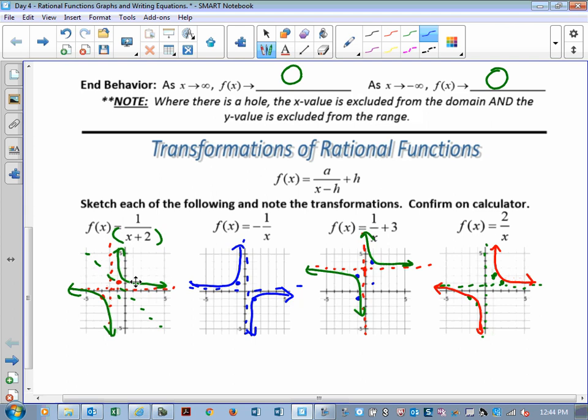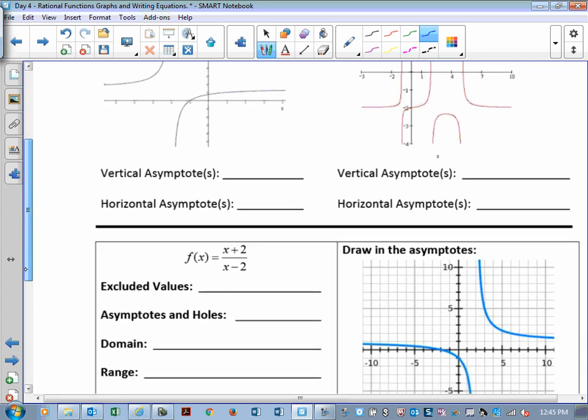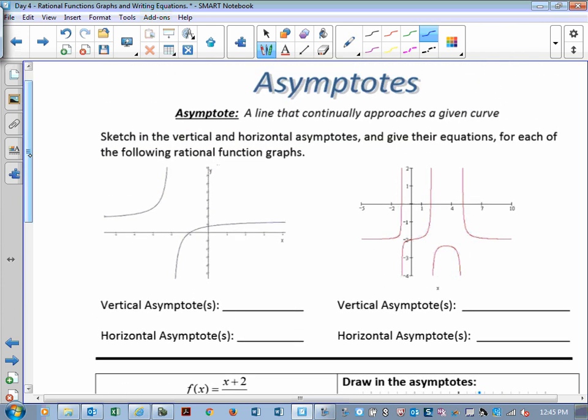Okay. We're going to jump a little bit here. Maybe we will do this one. Yeah, we're going to do this next. We're going to talk about asymptotes. Next page. All right. You're given a graph. Now, here's the difference.